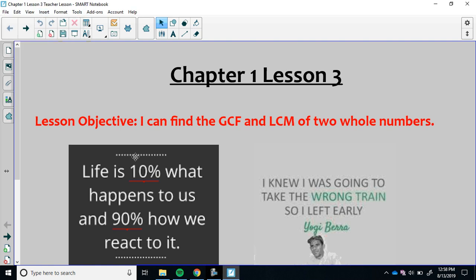Evening class. Today we're going to do chapter 1, lesson 3. Our objective today is being able to find the greatest common factor, or GCF, and the LCM, or least common multiple, of two or more whole numbers.